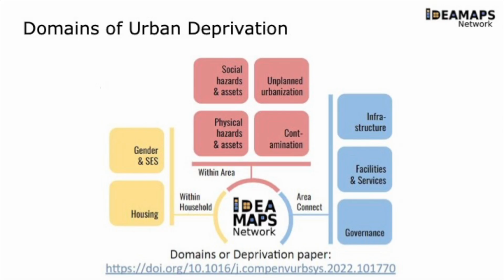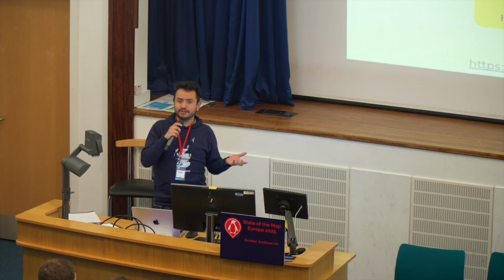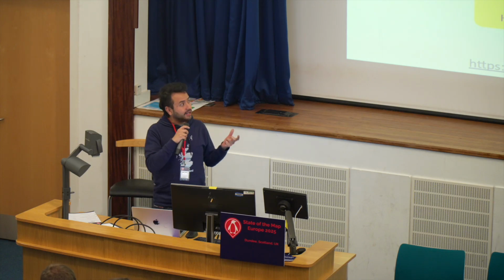This can be represented in different ways. Multiple domains of deprivation happen in different places. Some of them are related to physical conditions, the urban layout. Some others are related to livelihoods and living conditions. And some of them can be represented or analyzed through geospatial data.